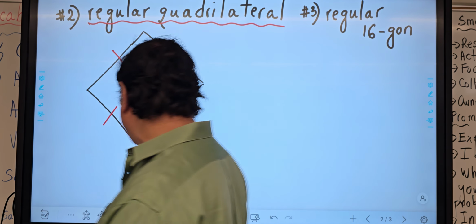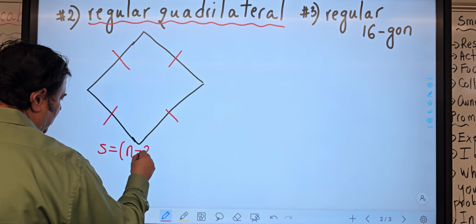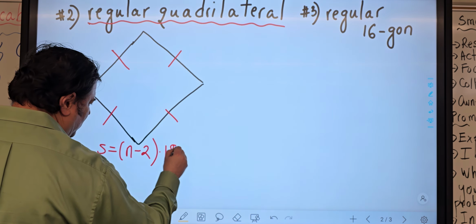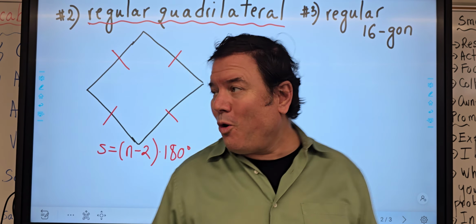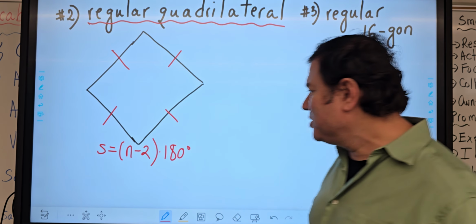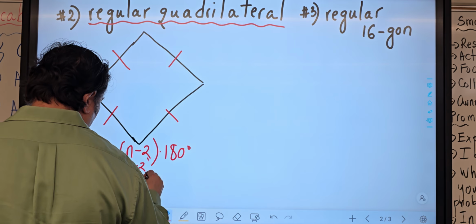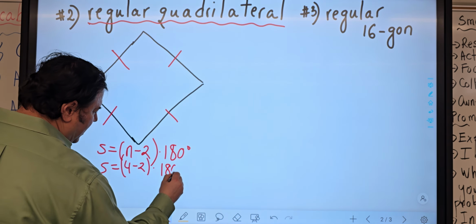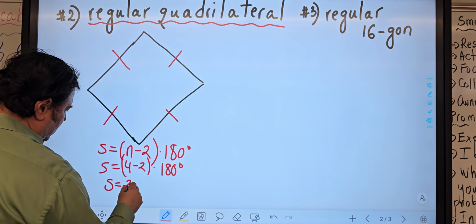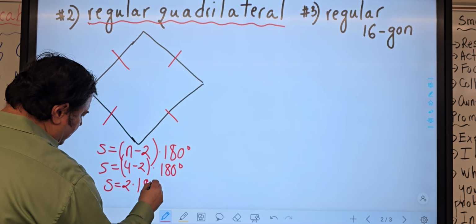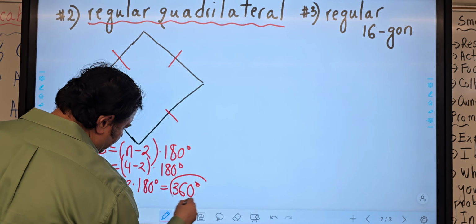So the same thing. We're going to use the formula. We have S equals n minus 2 times 180 degrees. And n again is 4 because we have 4 sides. So we have S equals 4 minus 2 times 180 degrees. 4 minus 2 is 2. S equals 2 times 180 degrees, which equals 360 degrees.